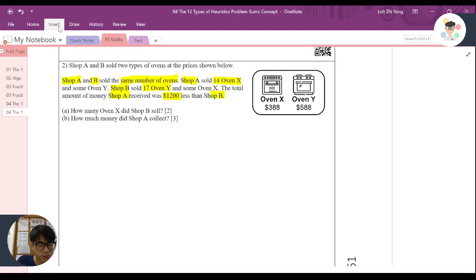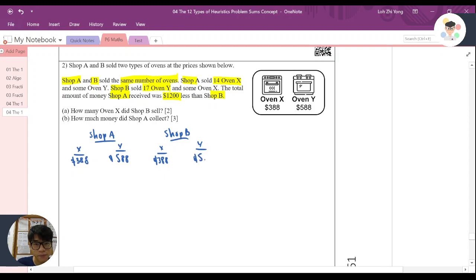Now, let's try to put this into a table format first. I have shop A and shop B, and under each shop, we have oven X, Y, X, Y. The price for oven X is 388, and oven Y is 588. I know that I have 14 oven X in shop A, so I put 14 here.